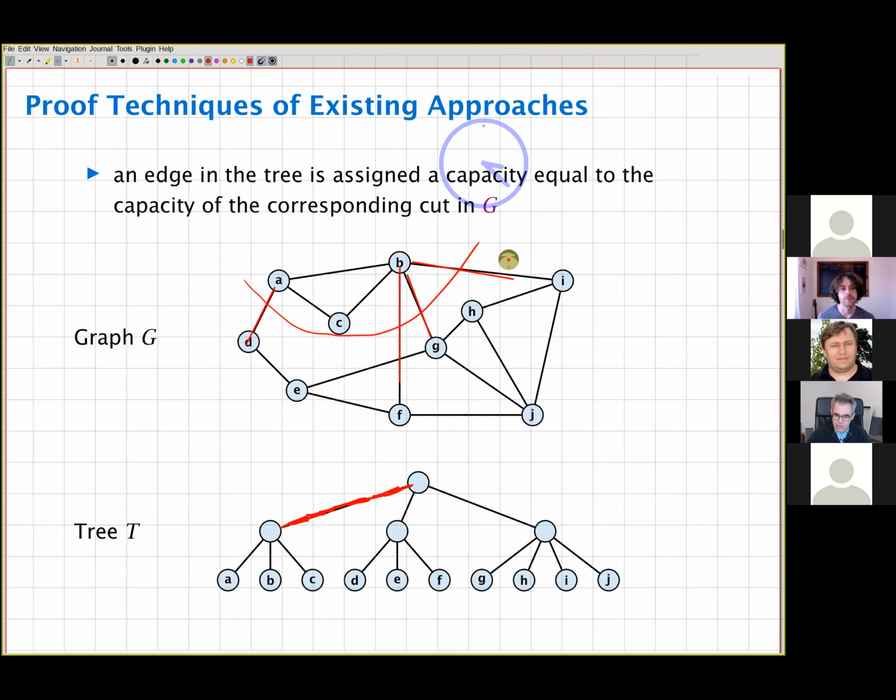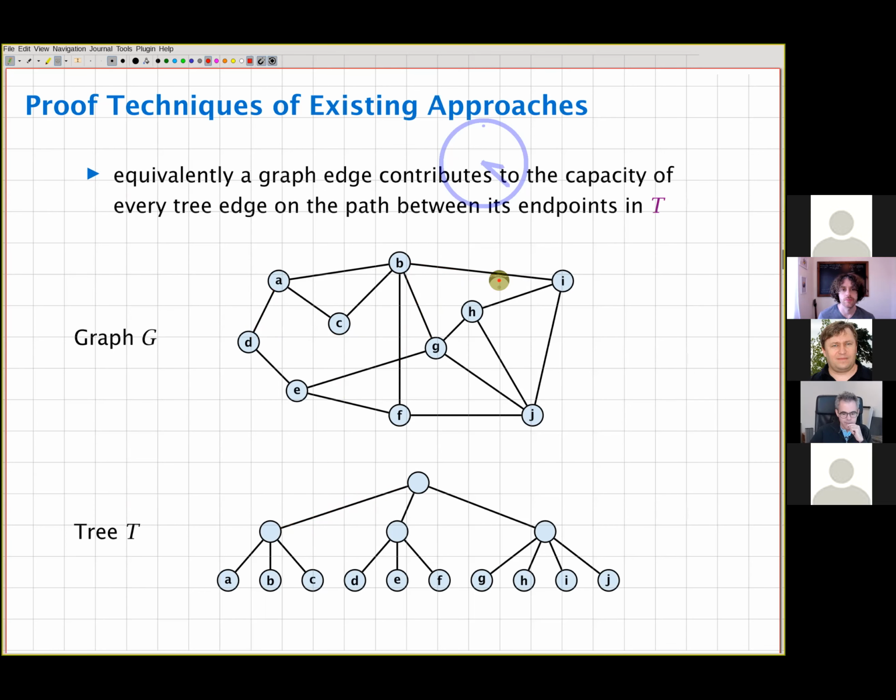I assume that the graph is unweighted, so every edge has weight 1. So I would assign 4 as the capacity of this tree edge, the number of edges that go across this cut. There's another way to view this. I could also view it in the following way. Every graph edge contributes to the capacity of every tree edge on the path between its endpoints in T.